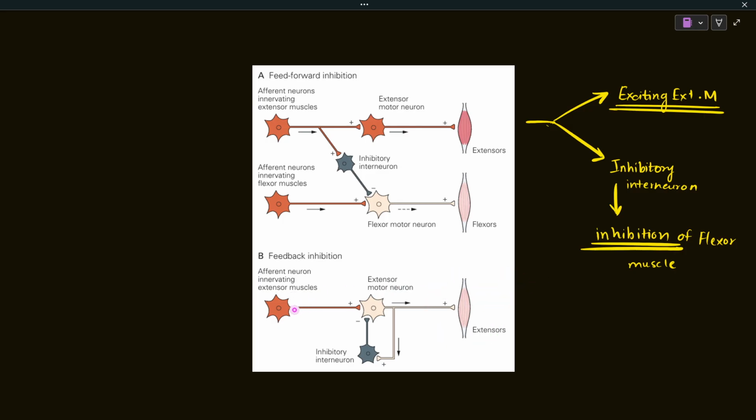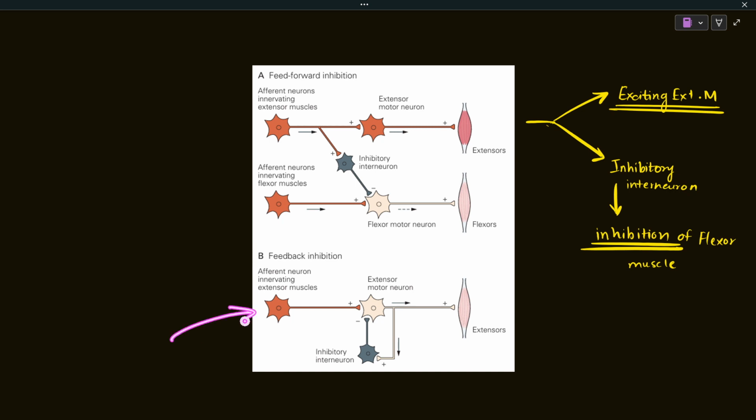But what if the signal coming from the afferent neuron is too much and is a continuous signal? Now you have to avoid the overstimulation of the extensor muscle. You do not want to be in the extending movement for long, right? For avoiding this, the extensor motor neuron, which gives the output to the muscle, also forms a synapse with an inhibitory neuron, which is going to inhibit the same neuron. So this ensures that there won't be overstimulation.